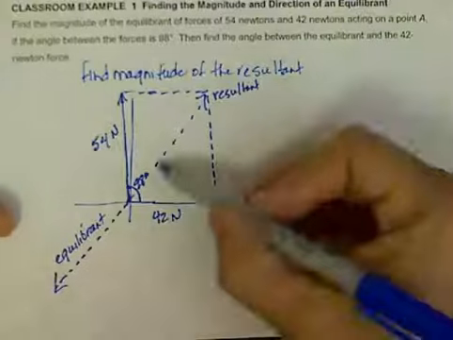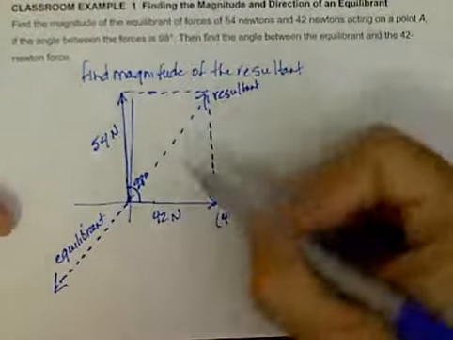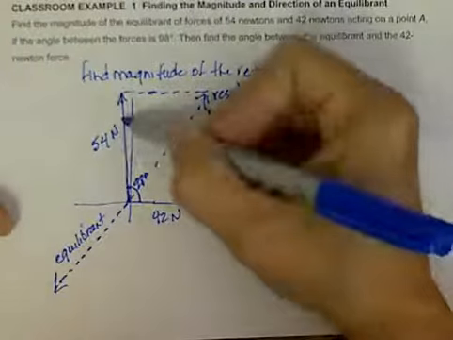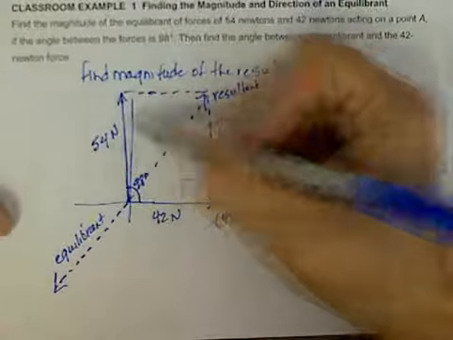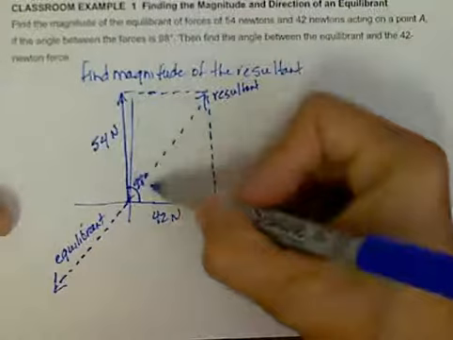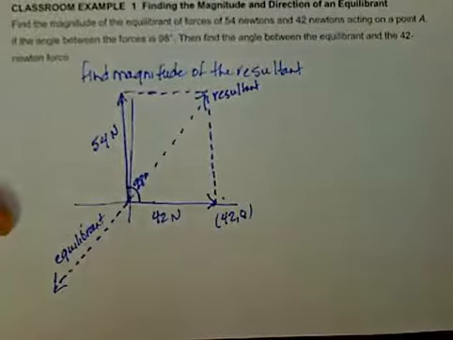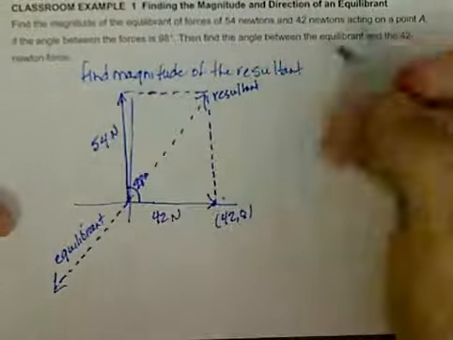Now if I want to find the magnitude of my resultant vector, there are two ways I could do this. Since I've already got the components for this one, I could find the horizontal and vertical components for this one, add the two together, and then find the magnitude that way. Or I could set up my parallelogram and use the law of cosines. Since we already have the components for this one, let's just find the components for this one.